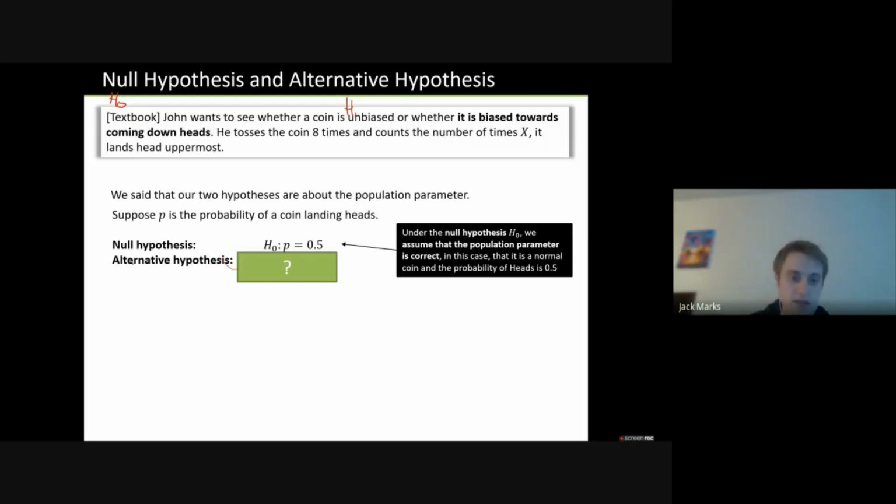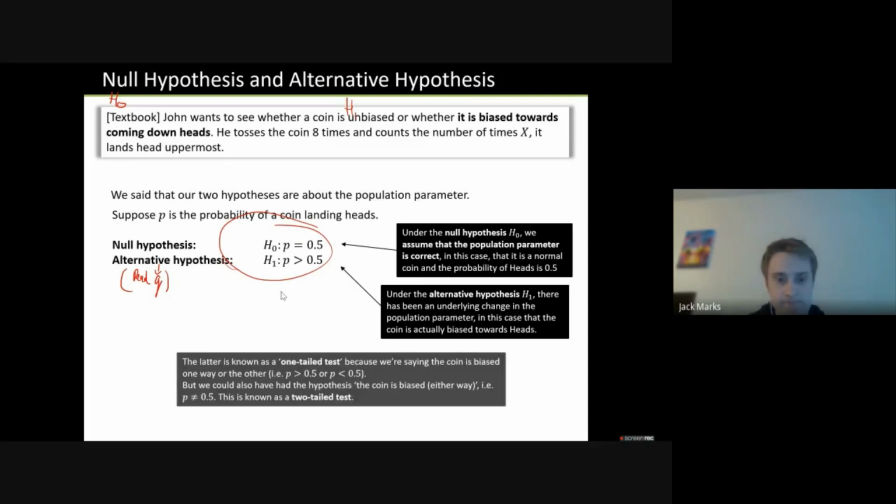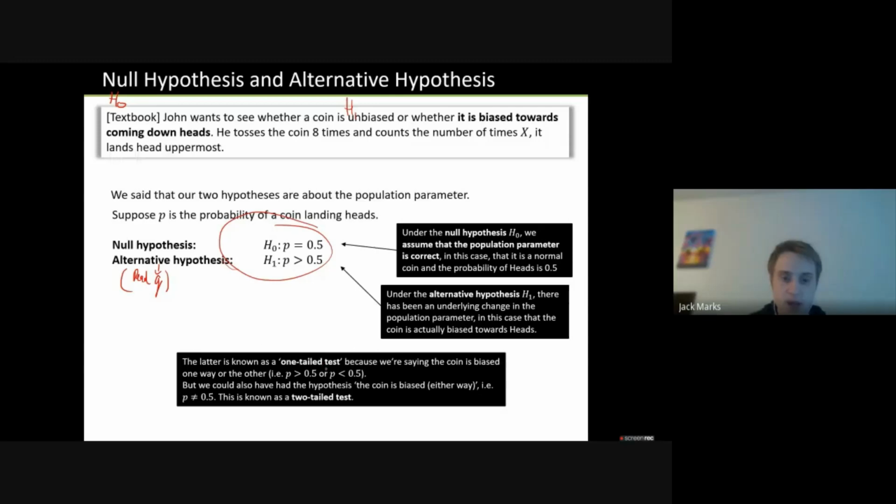The alternative, you need to read the question for this always. You won't know unless you read the question. Or whether it's biased towards coming down as heads. So in other words, the probability is more than 0.5. Already we've started to get into the realms of what we would get credit for in an exam. It's just part of the process, but it's a really important part of the process. You need to make sure this is correct before doing anything else. Those of you who are doing this as revision, this is a one-tailed test, by the way, because of the inequality sign.